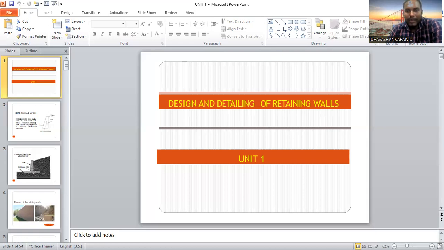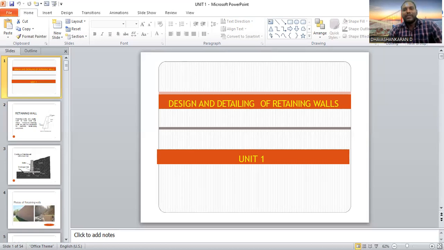So what type of backfill will be stored at the back side of the wall, the height of the wall, then soil condition. We can construct a retaining wall based on the different soil conditions. First one is dry leveled backfill, next moist leveled backfill, then submerged leveled backfill, then leveled backfill with uniform surcharge, then backfill with sloping surface. So these are the soil conditions in which we generally provide the backfills.